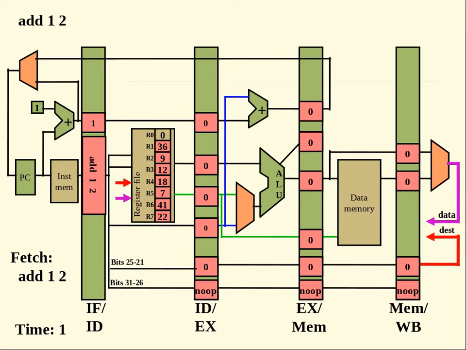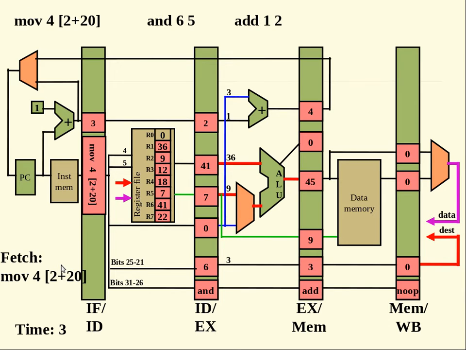So the first one's the add. We fetch add 1, 2 into the instruction fetch / instruction decode. Notice the no ops are in the other stages. So this is at cycle 1. At cycle 2, we have the add inside of decode, reading from register 1 and register 2. Great. And at the same time, we are reading the AND and storing it inside of this pipeline register. So notice that we're already working on 2 separate instructions right off the bat, which is great.